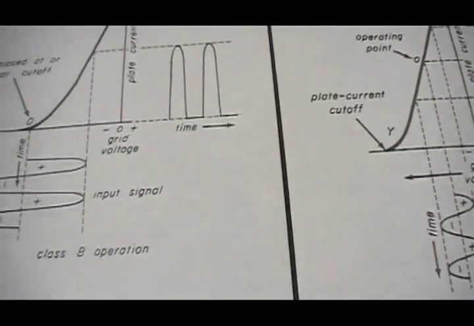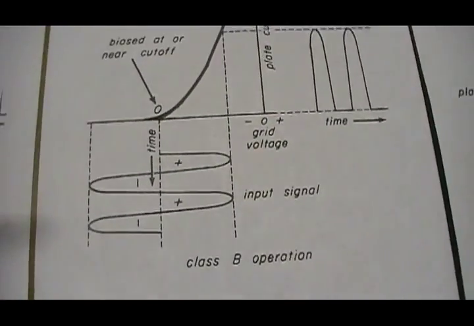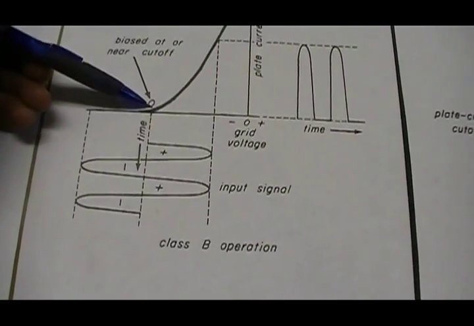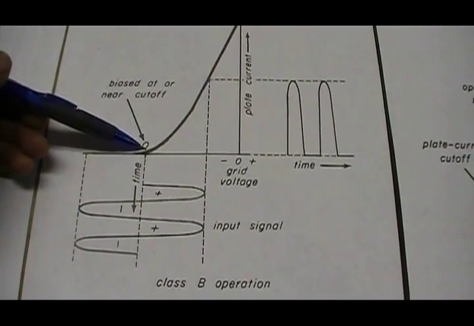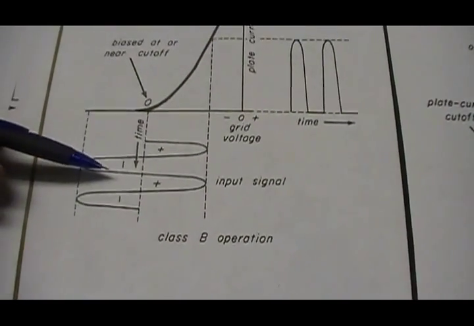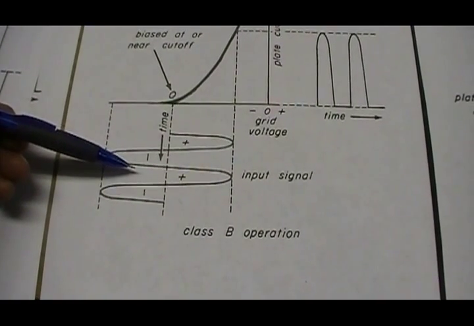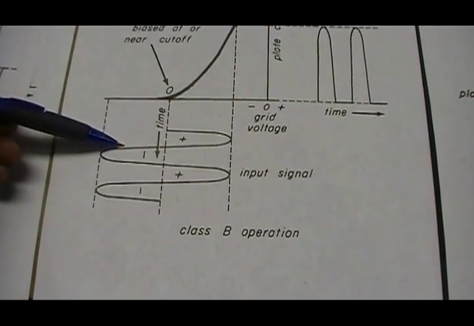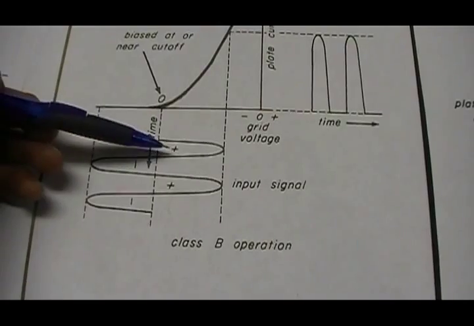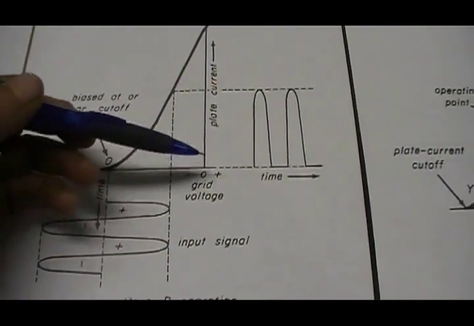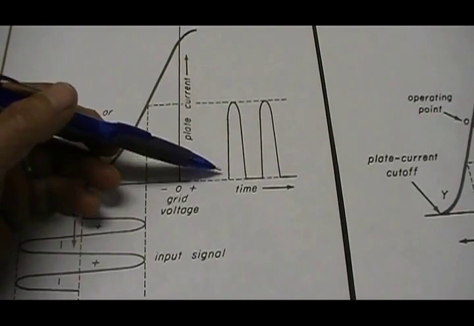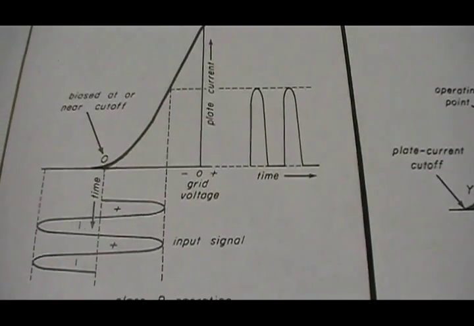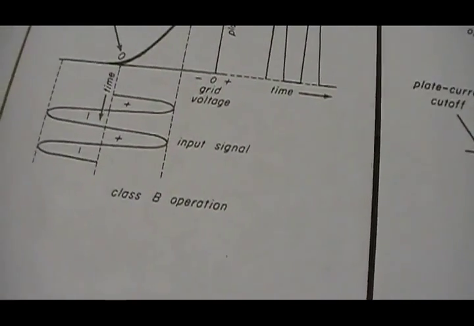Now the next one is Class B. In Class B, we move our operating point from about midway and we take it to cutoff. Now at cutoff, part of the input signal is not going to get through the amplifier because it's below the cutoff point. So the negative side of our signal going in will never get amplified. Only the positive going part gets amplified, and that's reflected in our plate current output. You only get half the wave, and that's basically all there is to Class B operation.